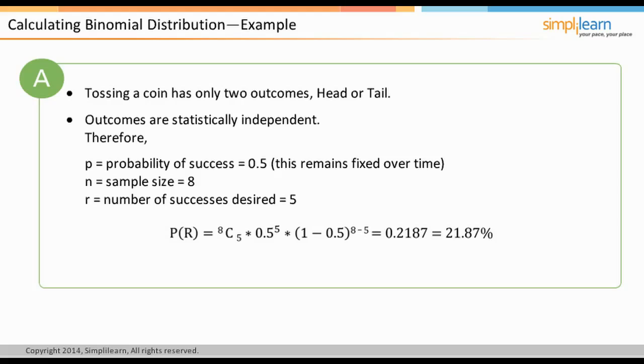which is 8. Therefore, the probability of 5 heads is equal to factorial of 8 divided by factorial of 5, and factorial of 8 minus 5, whole multiplied by 0.5 to the power of 5, multiplied by 1 minus 0.5, whole to the power of 8 minus 5. This calculation gives a result of 0.2187, which is equal to 21.87%.